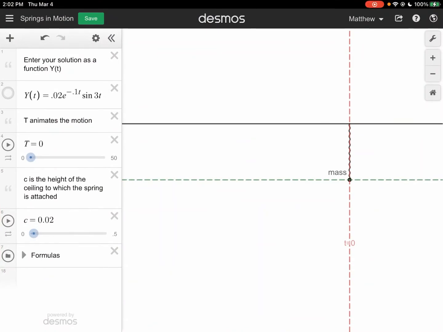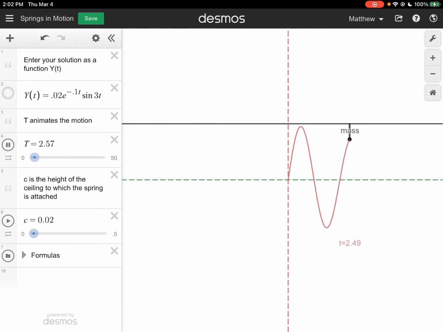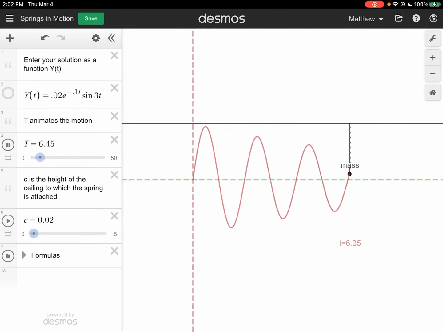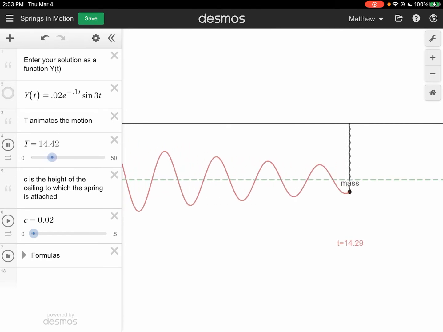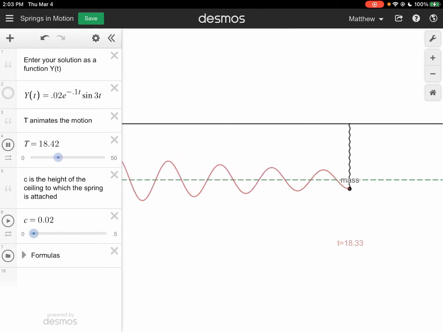So we have a mass dangling from a string, from a ceiling, we'll say. That black horizontal line is a ceiling, and that dot is a mass. And if that mass gets displaced, then we're going to see harmonic motion. It looks something like this. And in this case, we see that the amplitude of the harmonic motion is diminishing over time. We call this damped harmonic motion.